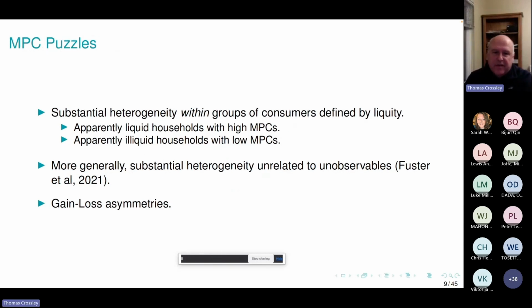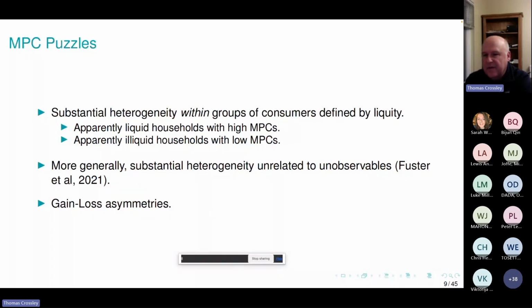So when you do this, what you discover is a number of puzzles. I want to highlight a couple, and they're really going to be the focus. The question in our work is whether we can make any progress on these puzzles using open format questions. So one is the substantial heterogeneity within groups of consumers defined by liquidity.